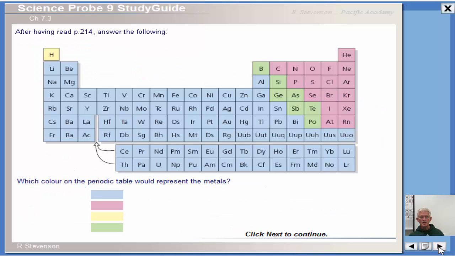So this is a periodic table. I'm going to put my name in there because, hey, Bobby always likes to put his name on things, right?